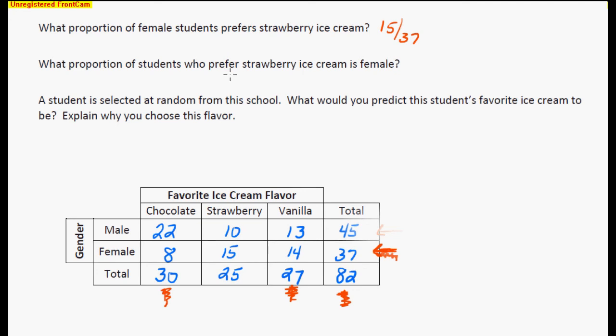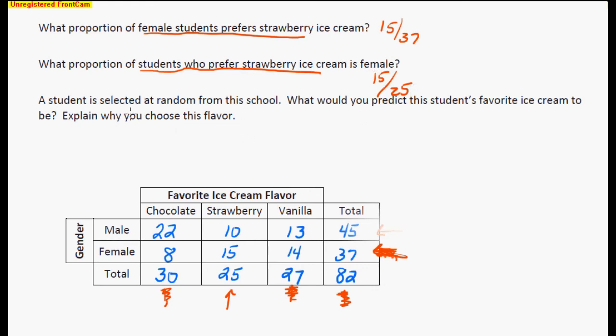Okay. What proportion of students who prefer strawberry ice cream is female? Watch the wording here. What proportion of students who prefer strawberry? Where are all the students that prefer strawberry? Those would be right here. Okay, so it's going to be something over 25. How many of those are female? So that's right here, 15. Okay, so 15 out of 25. So again, notice the difference in the way they ask the question. This is female students who prefer strawberry. This is students who prefer strawberry. How many of those are female? So that's why I get two different numbers here in the denominator.